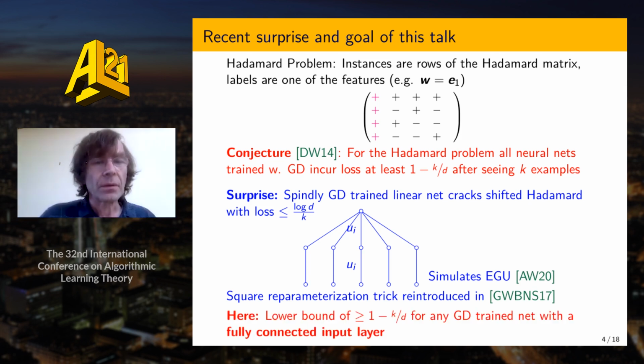Okay, what we show here is that the linear lower bound still holds if the neural network has a complete input layer. So conjecture falsified, conjecture fixed. If you have a complete input layer, then you still have the lower bound.